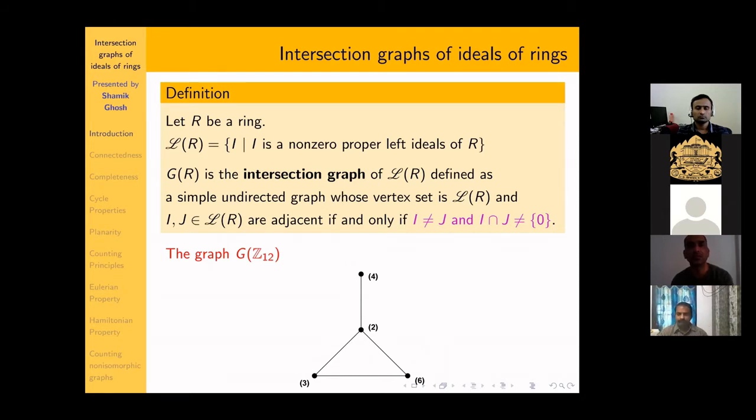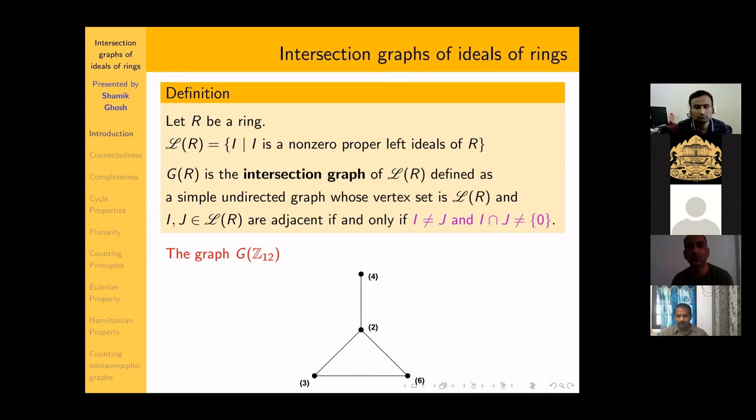Now here you can see an example for the ring Z12, that is, the ring of integers modulo 12. Now you see how many ideals there are. You know that these are principal ideal rings, so these are the principal ideals. The ideals are generated by the factors of 12.